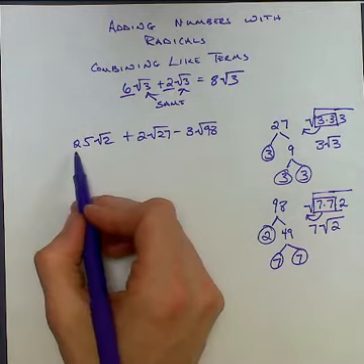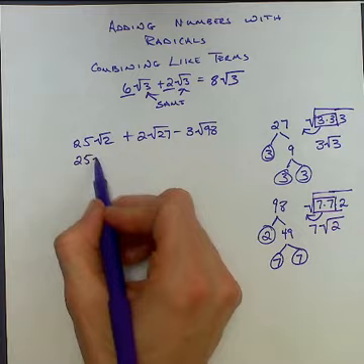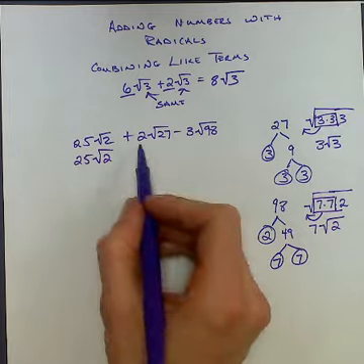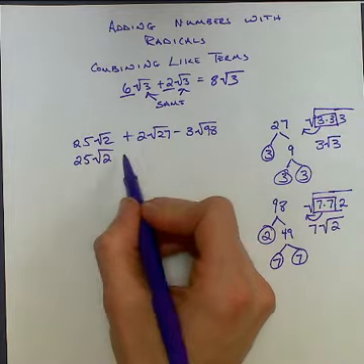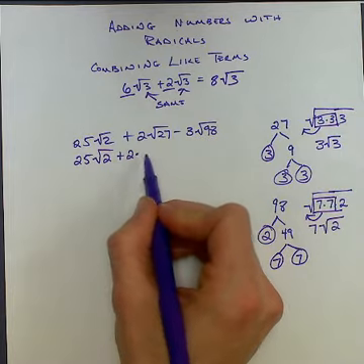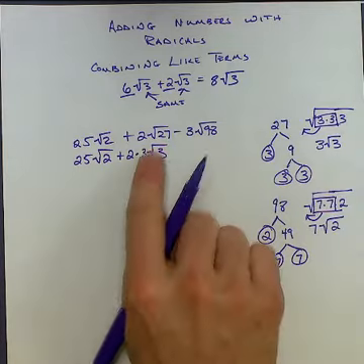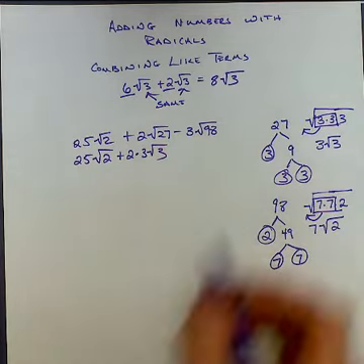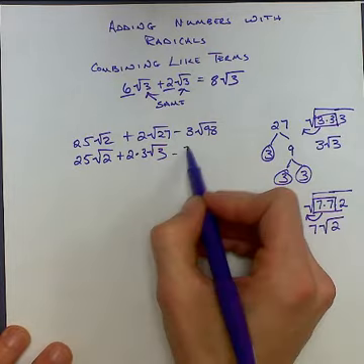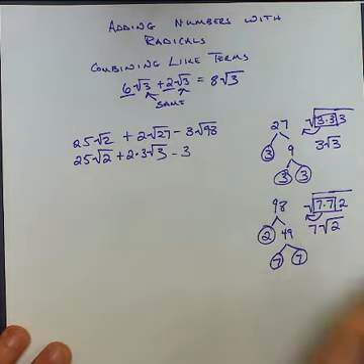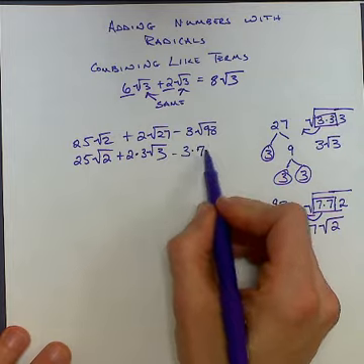Since I did not do anything with 25 times the square root of 2, I'm just going to write it back down. I have to now change 2 times the square root of 27 to 2 times 3 times the square root of 3, since they are the same number. And then I will do the same thing with my next term with radicals. So I'm going to multiply 3 times 7 times the square root of 2.